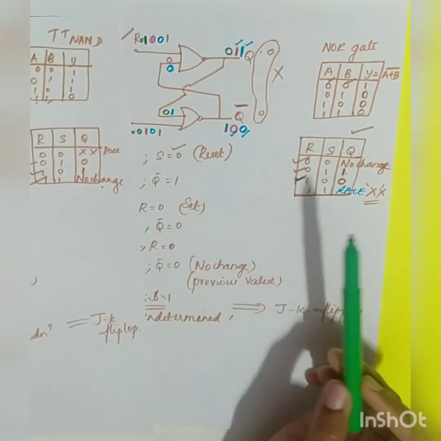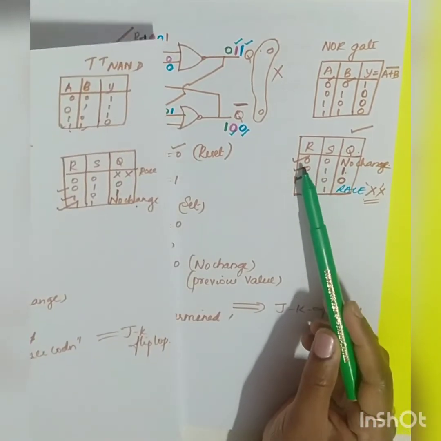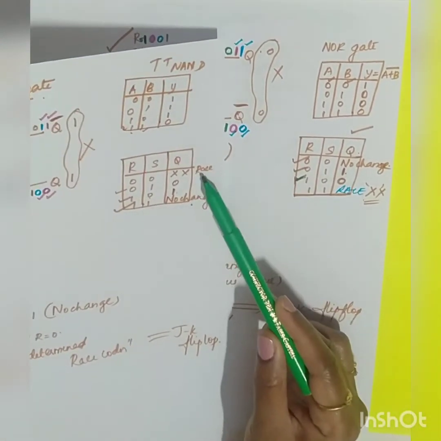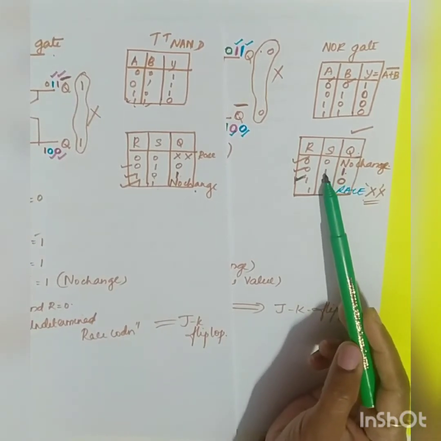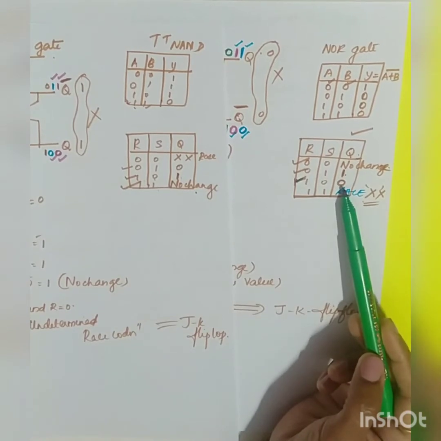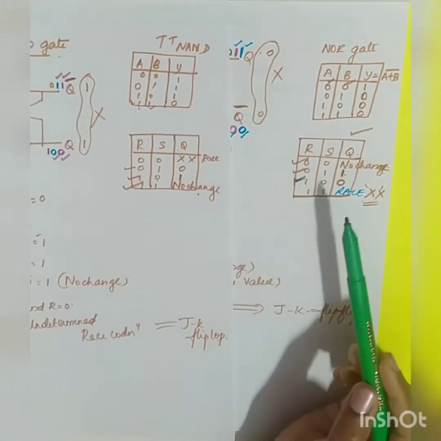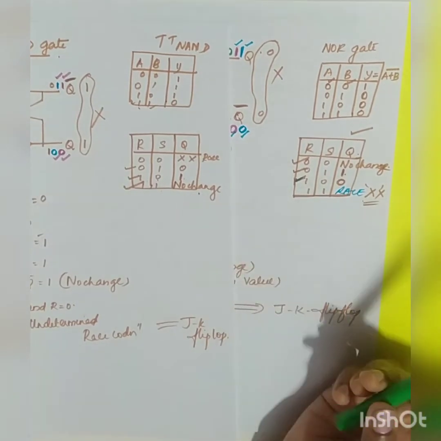Whereas in the case of NOR, that is RS bistable, see here it was opposite. 0, 0, no change. So it is just interchange here. 0, 1. When S is equal to 1, Q was equal to 1. When R is equal to 1, Q was equal to 0. The opposite of this. 1, 1 was the indeterminate state here. Here it was no change.